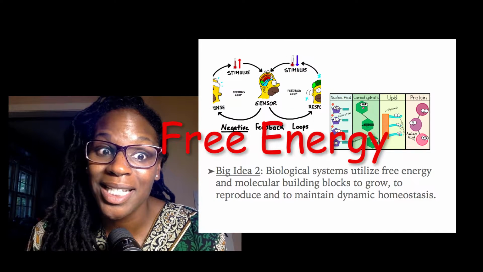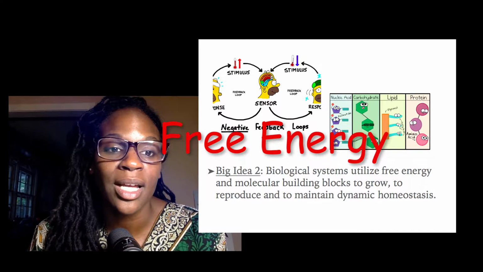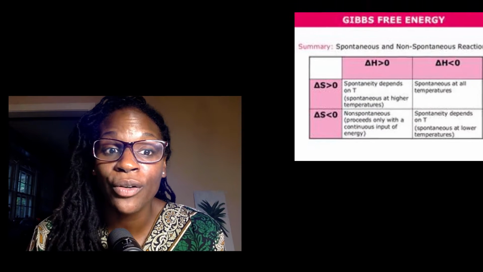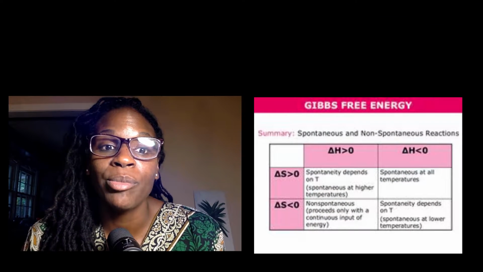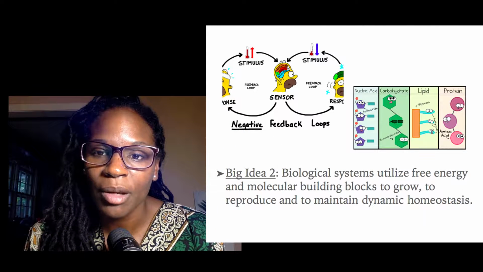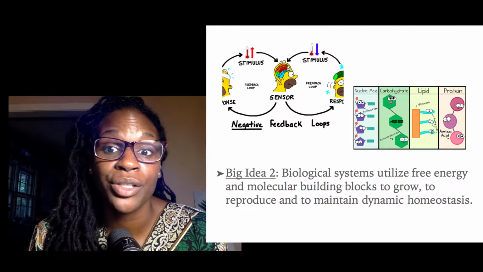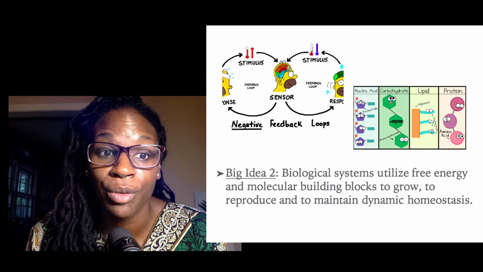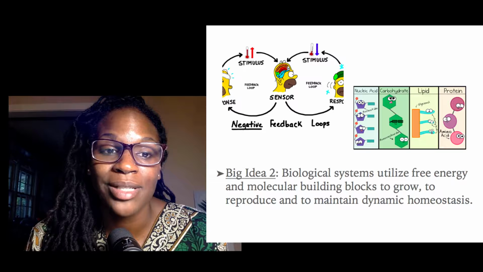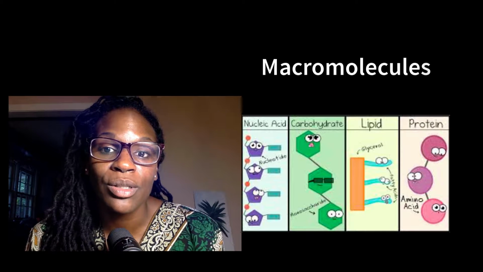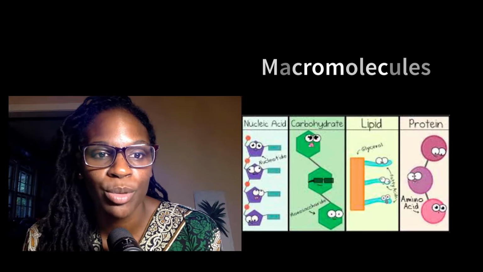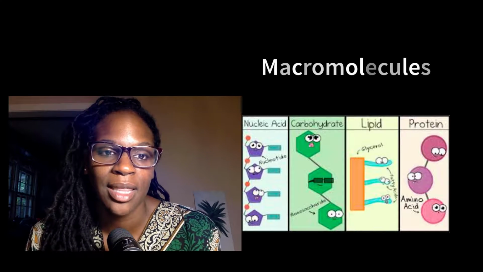The next big idea will be biological systems utilize free energy. Keyword there, free energy. So anytime that we're discussing energy, a transfer of energy, that would be big idea number 2. Also, biological systems utilize free energy and molecule building blocks to grow, to reproduce, and to maintain dynamic homeostasis. So this also will have to do with your macromolecules like carbohydrates, proteins, lipids, and the like.